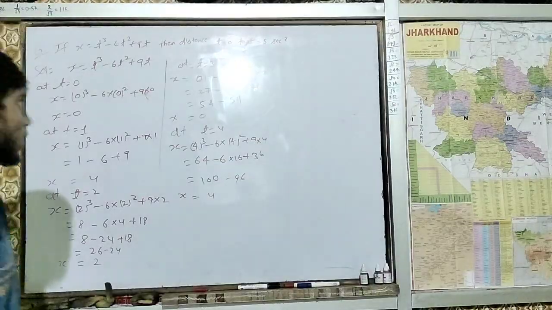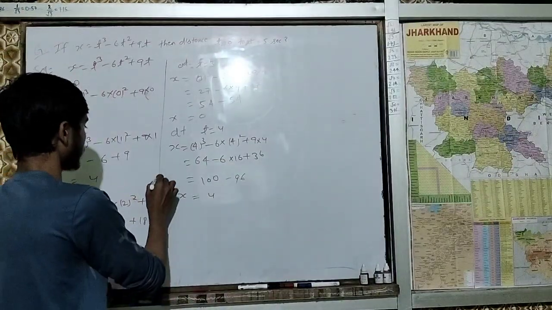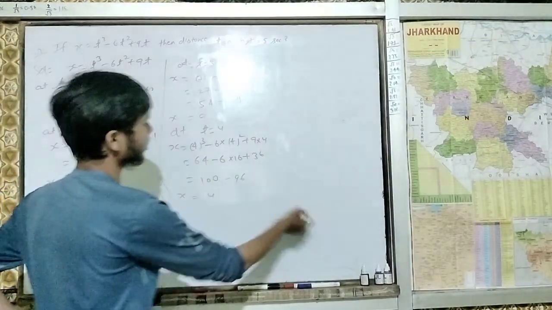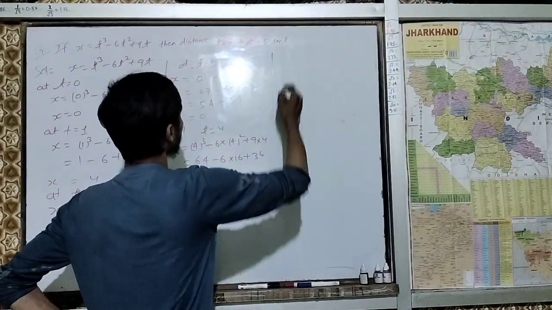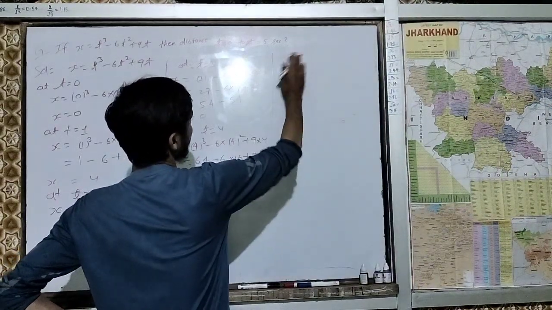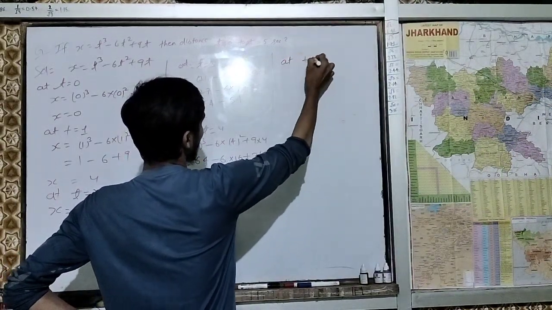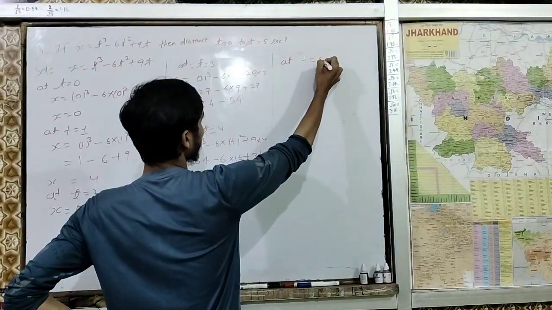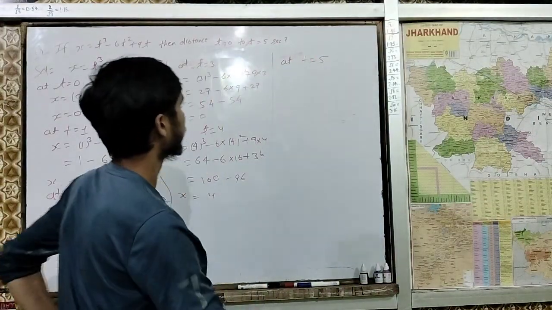X is 4 where time is equal to 4. We will visualize this in this part. Now next, at t is equal to 5.